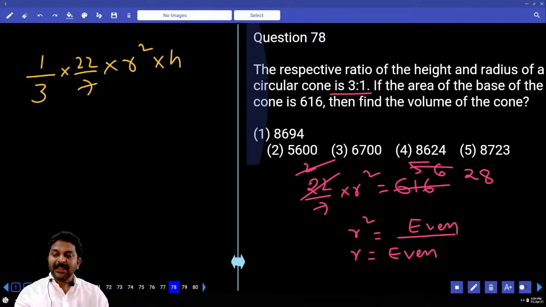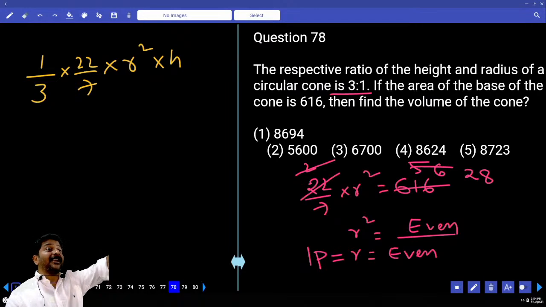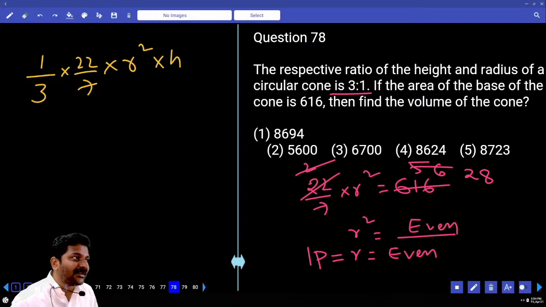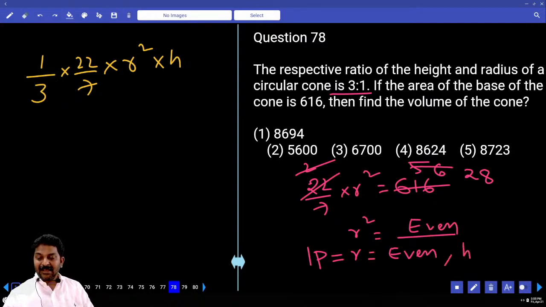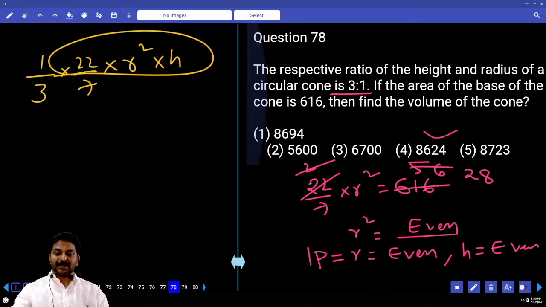And now the ratio between height and radius is 3:1. That means one part value is an even number, and height is 3 parts. If one part is an even number, will 3 parts be even or odd? Even only. Radius is even, height is also even. If you substitute those values here, all the values in the numerator are even. Can your answer be an even number or odd number? Even number, 4th option, final answer.